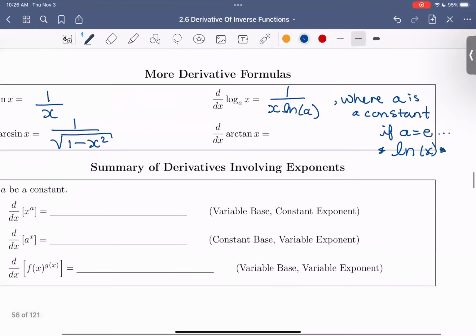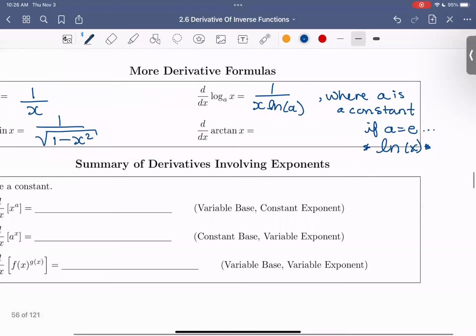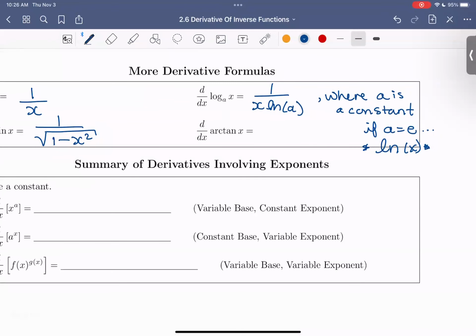Okay, and then we have the derivative of arctangent. Again, we won't derive this together, but you can look online if you want to see an example, or you can use the same techniques that we've been using with inverse functions to derive it. And the formula looks like 1 over 1 plus x squared.